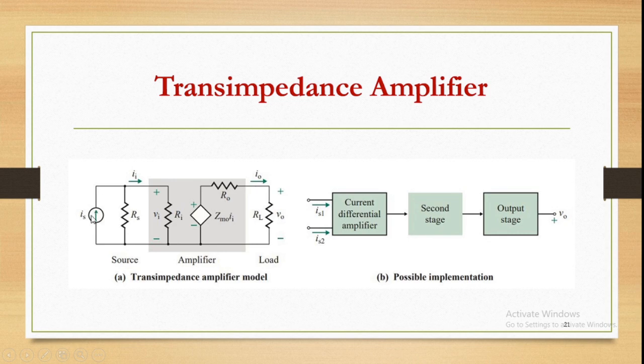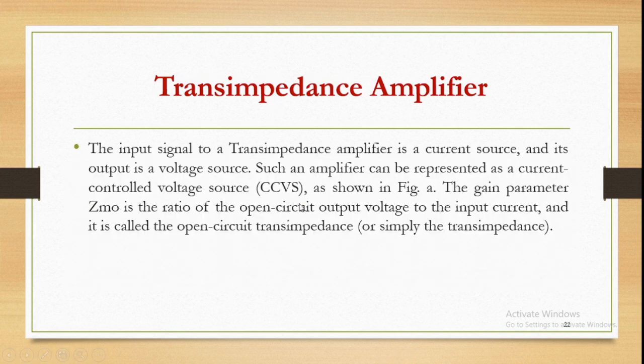In case of transimpedance, where current source is the input and the voltage source is the output, current source Is is shunt with resistance Rs, and II is the current flowing through this socket. ZMO is the next parameter, which is nothing but the open circuit transimpedance gain. II, that will be the current input, will be multiplied to it. R0 is the output resistance, RL, where the voltage is measured across this RL is V0.